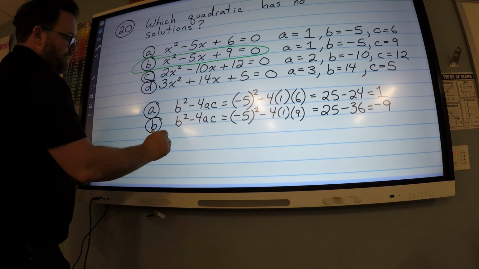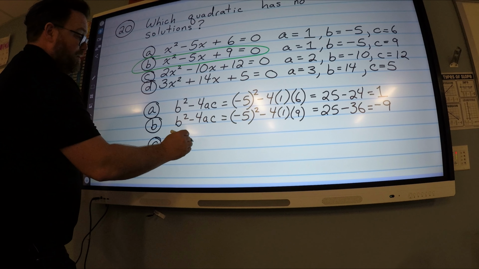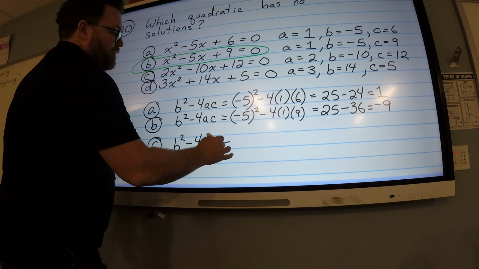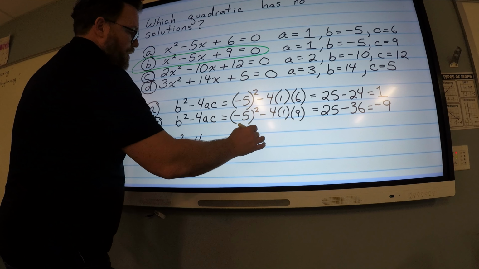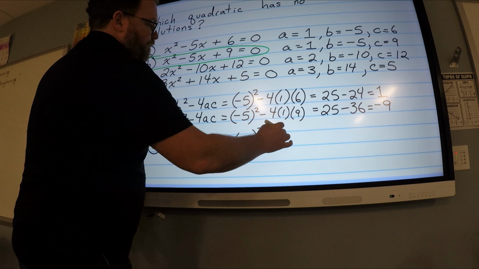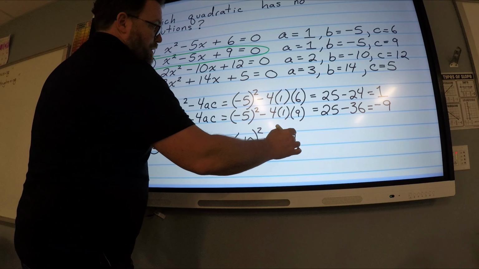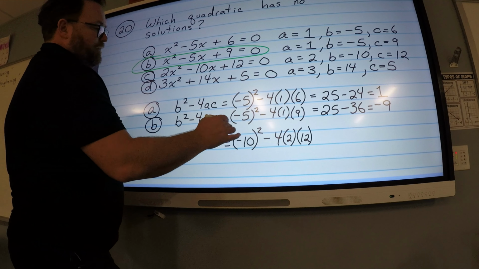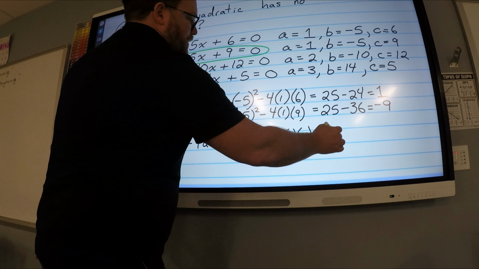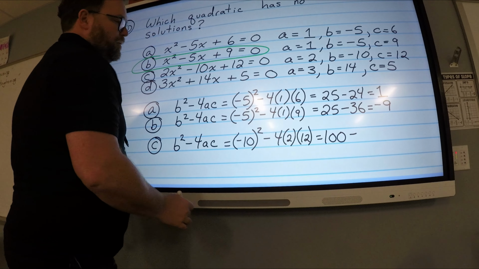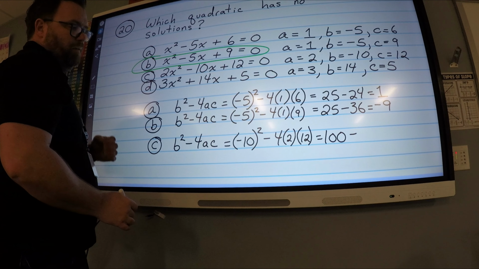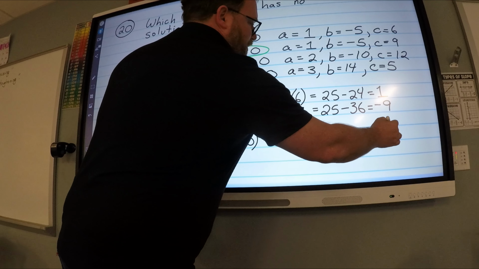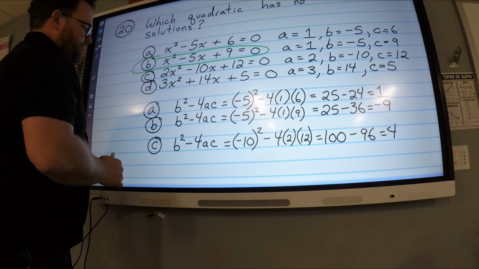So C, the discriminant is b squared minus 4ac. So negative 10 squared minus 4 times 2 times 12. Okay. Negative 10 times negative 10 is positive 100. 4 times 2 is 8, and 8 times 12 is 96. So we have 100 minus 96, so our discriminant is 4. So that one does have real solutions.